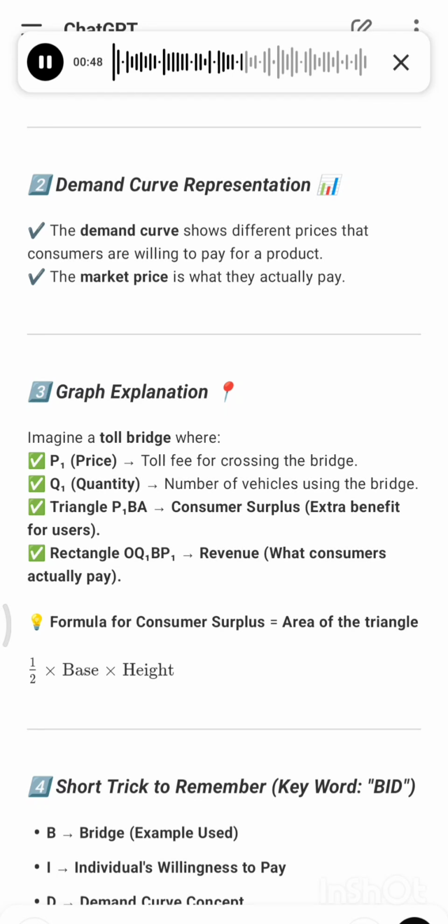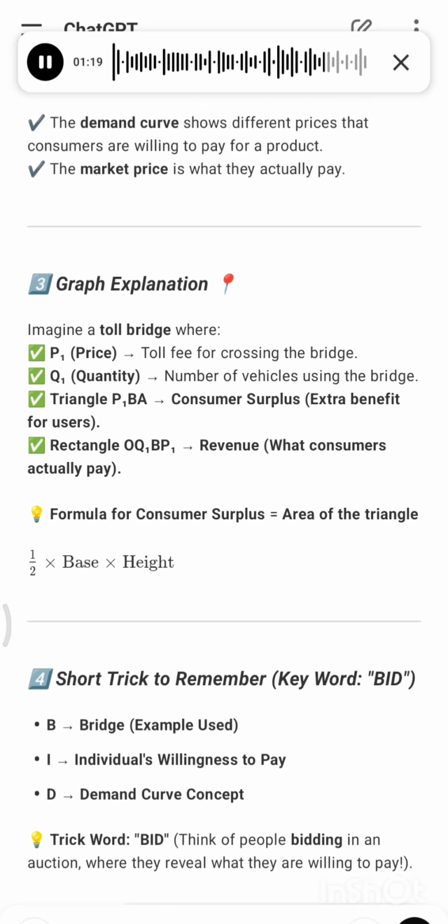3. Graph explanation. Imagine a toll bridge where P is price, the toll fee for crossing the bridge, and Q is quantity, the number of vehicles using the bridge. Triangle PNBA is consumer surplus, the extra benefit for users. Rectangle OQBP is revenue, what consumers actually pay. Formula for consumer surplus equals the area of the triangle, 1/2 times base times height.